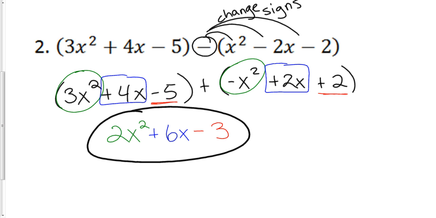In the blue, I've got the 4x from the first polynomial, and now a positive 2x in the second, which combine to give me a total of 6 x's. And then lastly, in the red, you'll notice that I've got a negative 5 in the first, and now a positive 2 in the second. That will combine to give me a negative 3 in my answer.